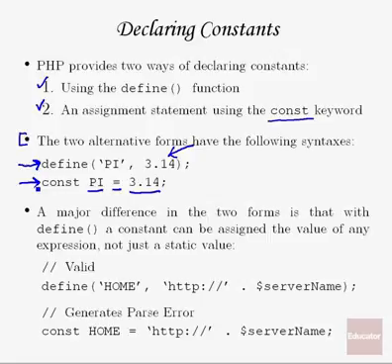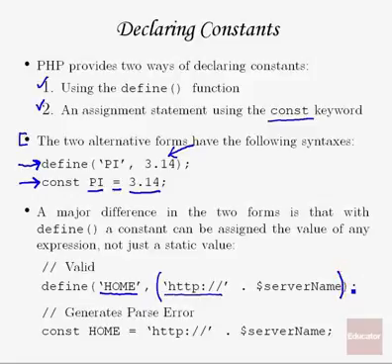So for example, we could define a constant home, and let's say we know that the protocol is always going to be HTTP, but we're going to use a variable to set the server name of this home page, and that could be a variable. So using the define function, we can actually use an expression in the value portion of the function.